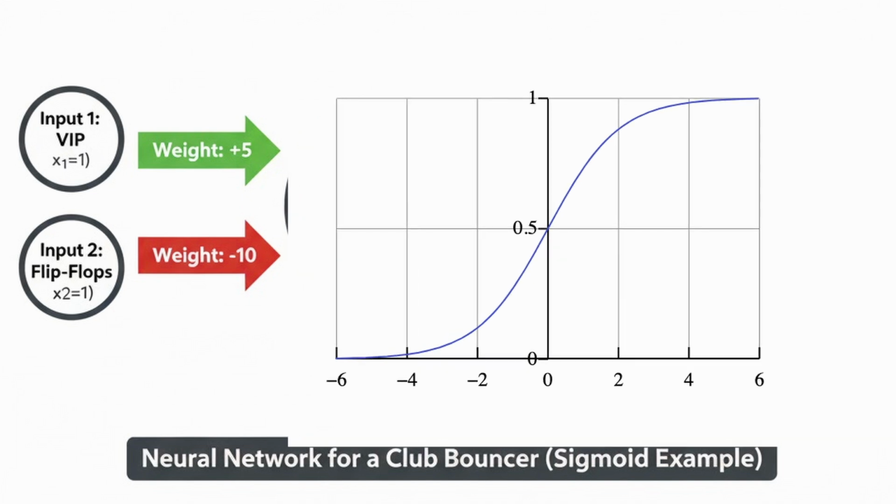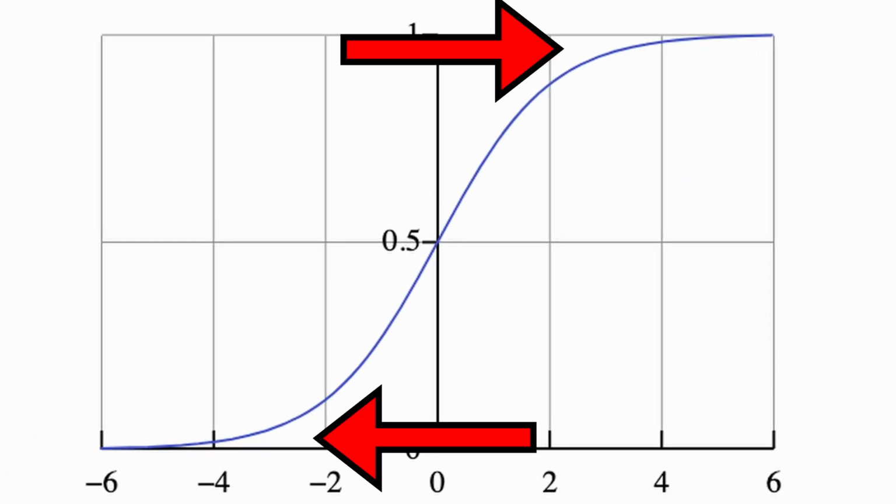But notice those flat edges of the curve. That's where learning slows down because the gradient becomes tiny. That's the vanishing gradient problem. And it's why we moved on to better functions like ReLu.